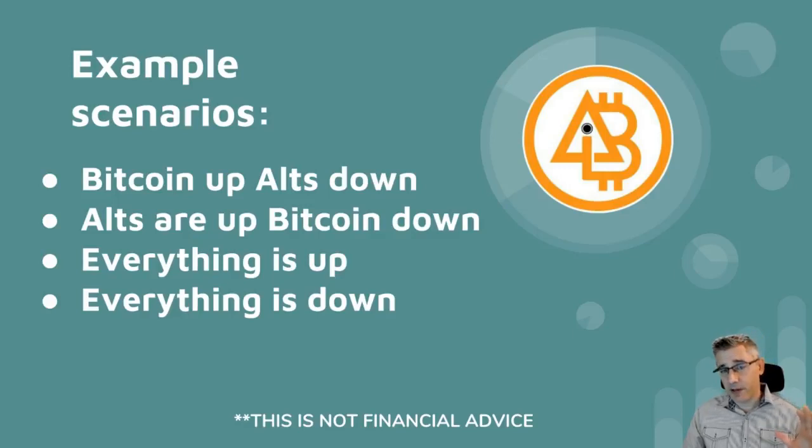Here are some example scenarios in regards to the cryptocurrency markets that you should consider. Let's say Bitcoin is up and the altcoins are down. Most people may say, I'm going to sell Bitcoin and buy altcoins now that they're cheap. It's going to be different for everyone, of course. And let's say the reverse is true. Alts are up and Bitcoin is down. In that case, maybe you want to sell some alts and go back into Bitcoin. And you can easily exchange Bitcoin for Ethereum, Litecoin, whatever makes sense.